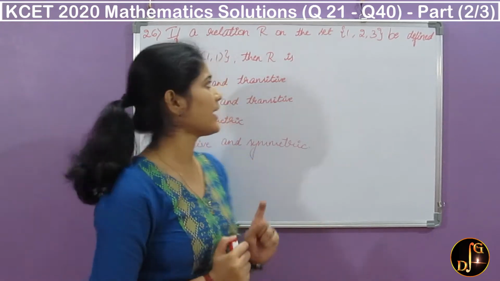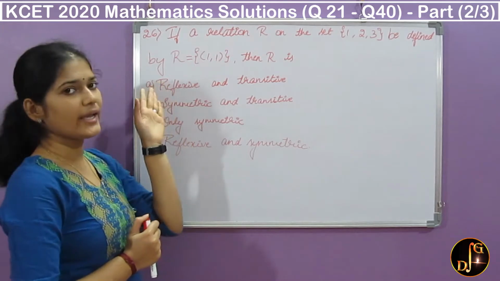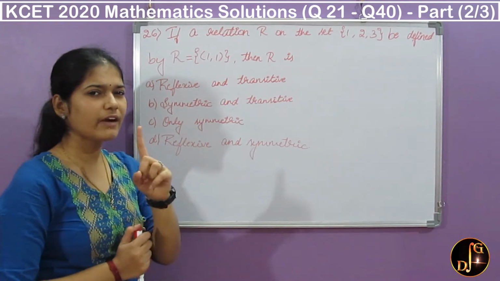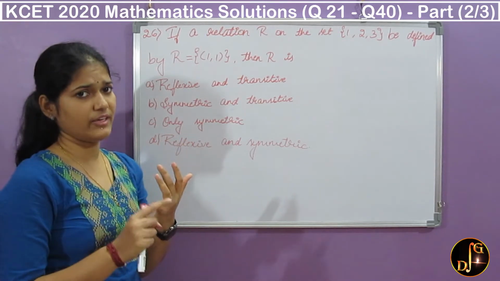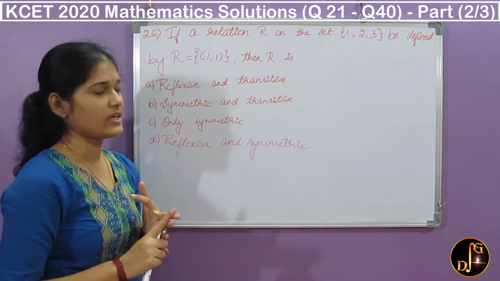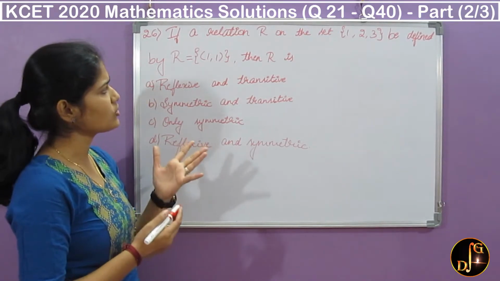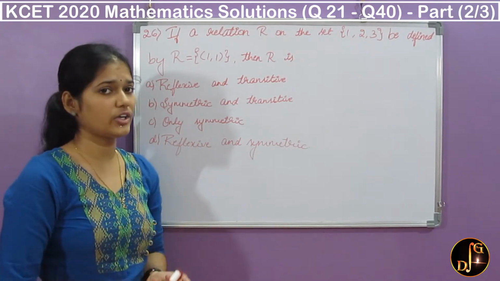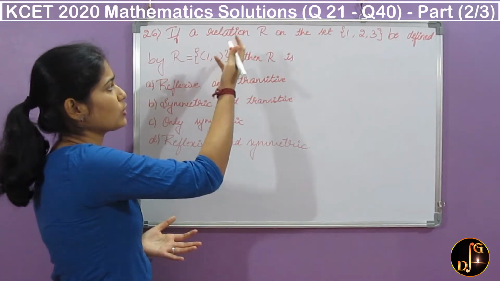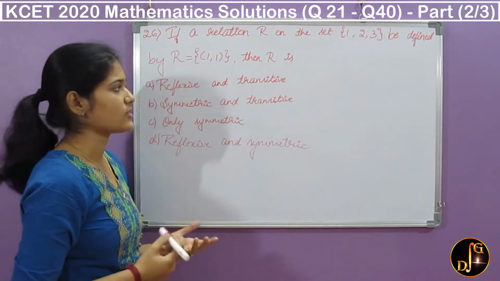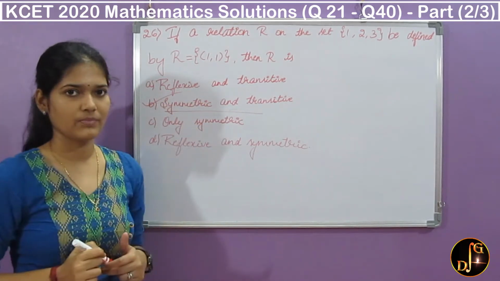In this problem, they have given a relation on the set {1, 2, 3}, which is defined by (1, 1). Only one element we have, right? We have to find whether it is reflexive, symmetric or transitive. Obviously it is symmetric, right? We have only one element. And also we cannot prove that it is not transitive. But obviously it is not reflexive because we don't have (2, 2) and (3, 3), right? So the correct answer is symmetric and transitive, that is option B, right?